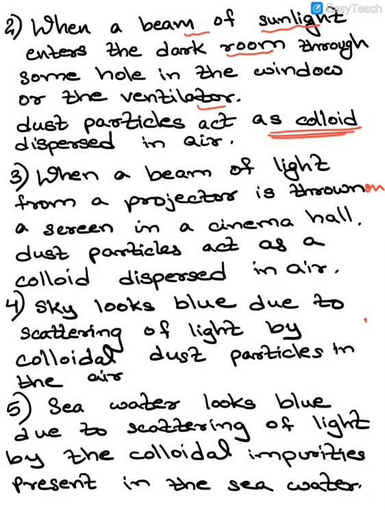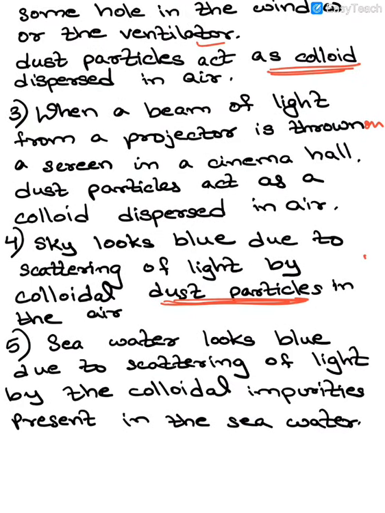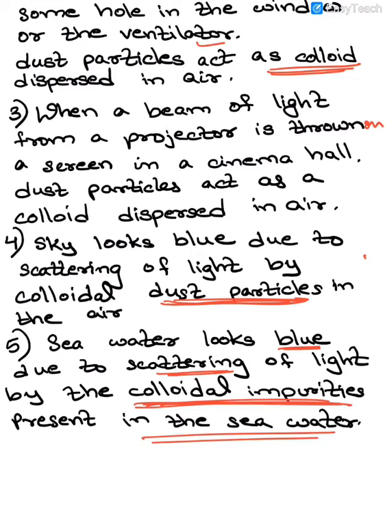Similarly, the sky looks blue due to scattering of light by colloidal dust particles. Even in the sky we have dust particles, and they act as colloidal particles. Seawater looks blue due to scattering of light by the colloidal impurities present in the seawater. So they act as colloidal particles.